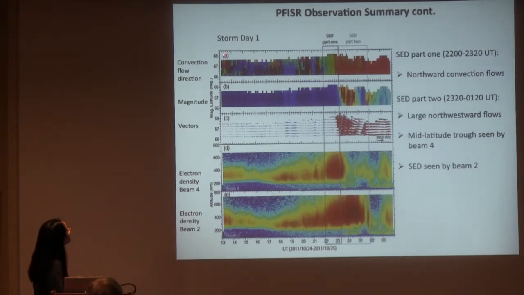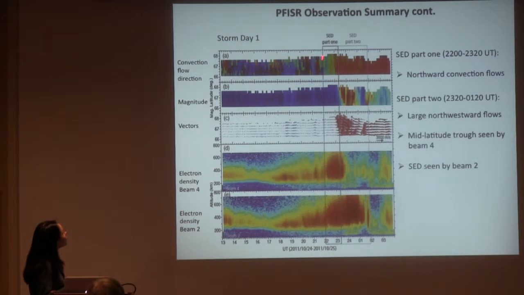The top three panels are the convection flow direction, the magnitude, and the vector representation. The bottom two plots are the electron density measured by a beam at a higher latitude and the beam at the lowest latitude along the magnetic field. Before the storm occurred, the convection flow magnitudes are very small, just like the quiet day. And until after the sudden commencement, we start to see some lifting of the F-region plasmas to higher latitude, to higher altitude.